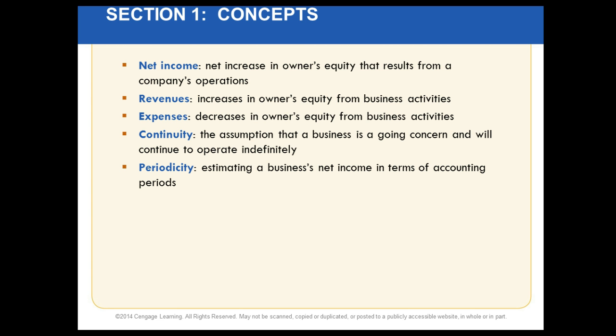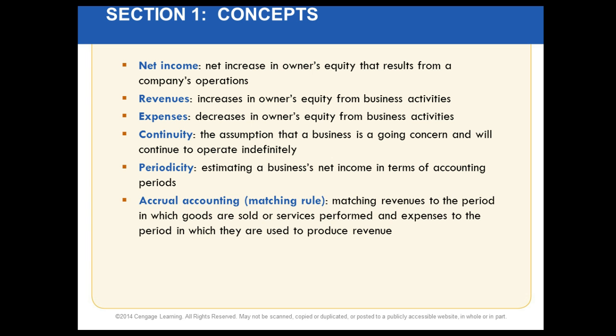Then we talked about continuity, meaning we always have the assumption that this business is going to continue in the near future. And periodicity means we create income statements based on a period of time. Sometimes it's a month, sometimes it's a quarter, and sometimes it's a year. And then we talked about accrual accounting, meaning we try to match our revenues with our expenses, not necessarily when we pay them, but when we incurred the expenses.